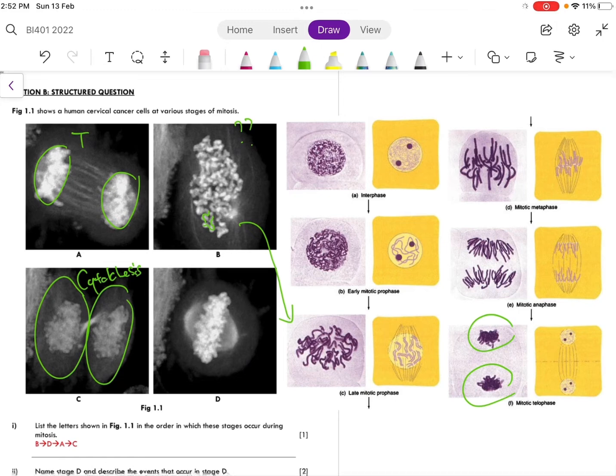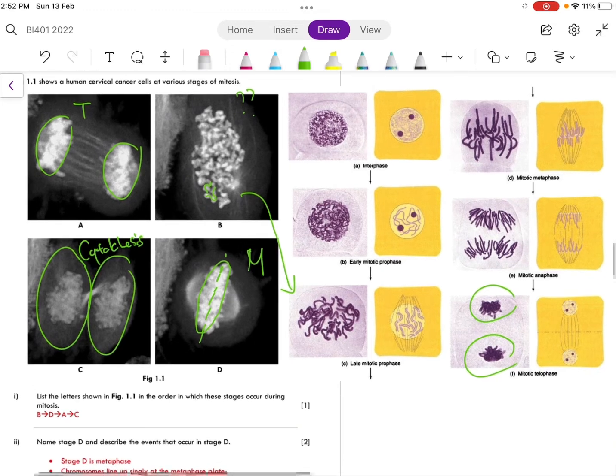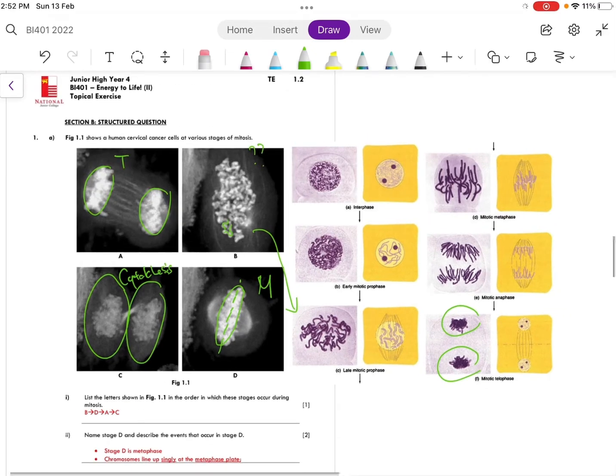What about D? This is a tough one, right? We see that things are kind of aggregating in the middle. So if things are concentrated in the middle, I would say the best bet we have here is metaphase, where things are concentrating in the middle. So what would the sequence be? I would say it would be B, which is prophase, followed by D, metaphase, followed by A, telophase, followed by C, which is cytokinesis. So that's why the order is BDAC.